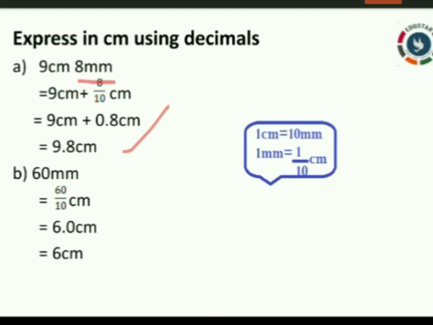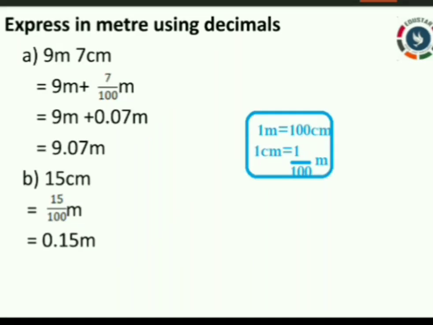Okay, 1 millimeter is equal to 1 by 10 centimeter. So 60 millimeter is equal to 60 by 10 centimeter, right? So you have to keep 0 in the 10th place. So 6.0 centimeter. So 60 millimeter is equal to 6 centimeter. Now we are going to convert into meter.